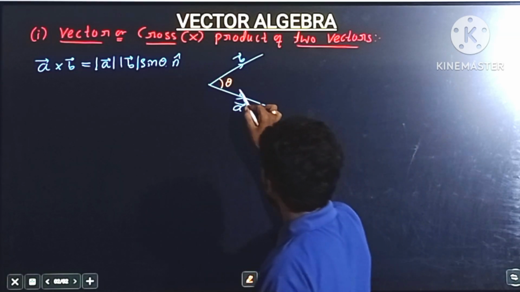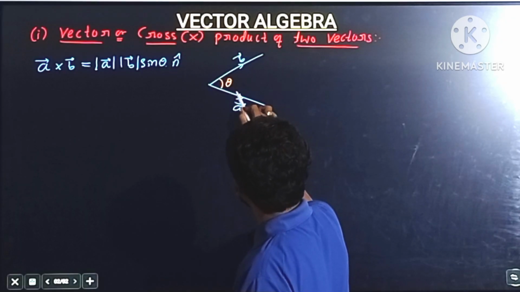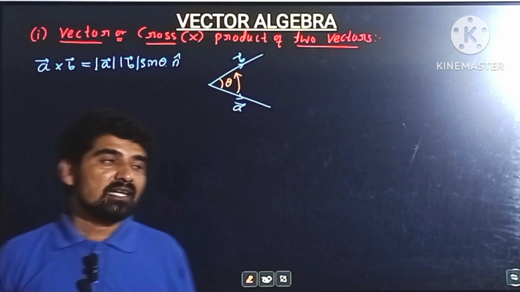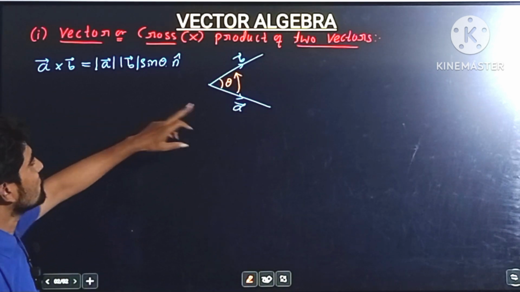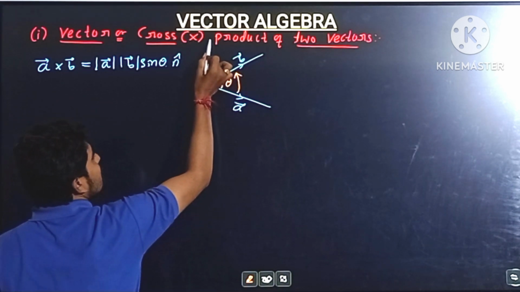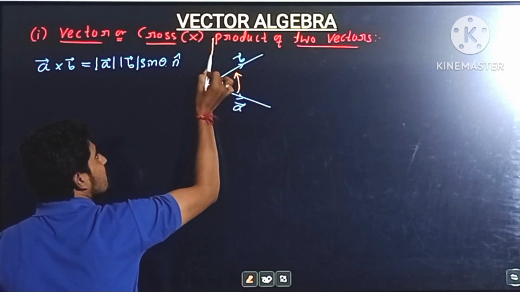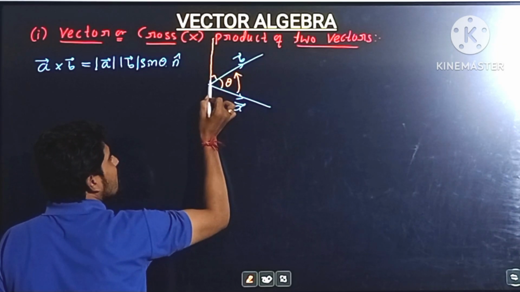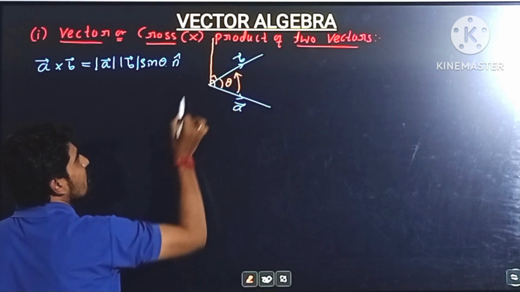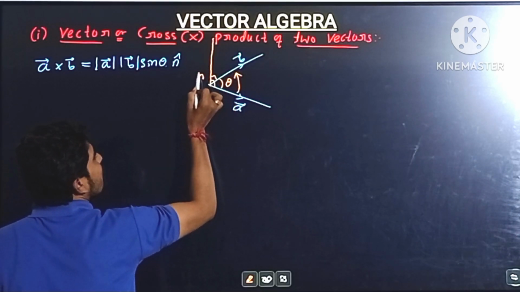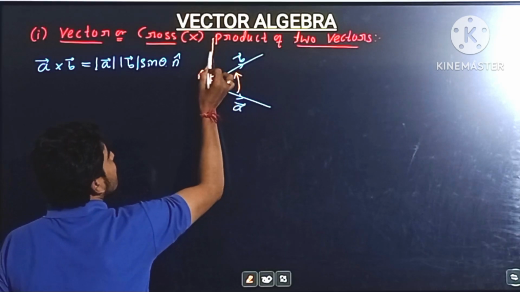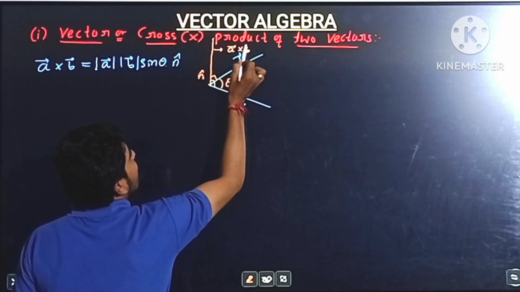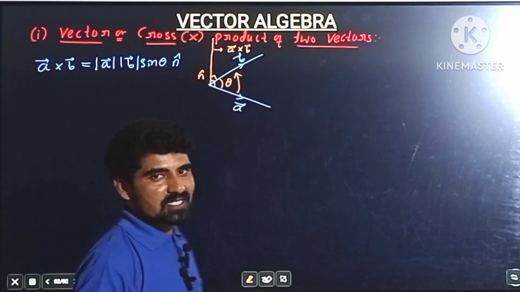So when you are finding a vector cross b vector, we have one unit vector n cap which is perpendicular to both a vector and b vector. So this vector is perpendicular to b vector as well as perpendicular to a vector, and this unit vector is along a vector cross b vector. I hope all of you are understanding.